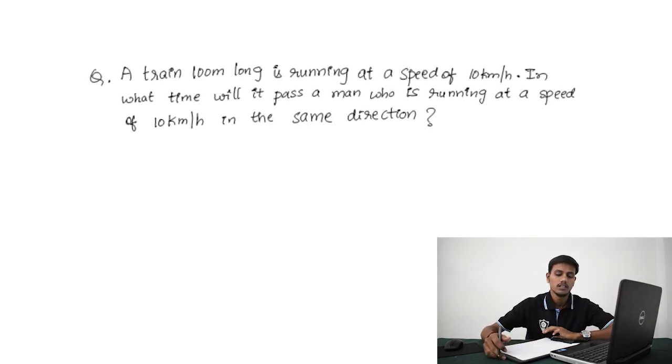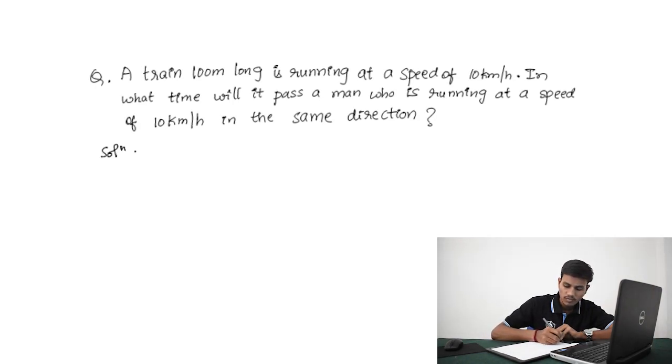Let's solve some problems. A train 100 meter long is running at a speed of 70 kilometer per hour. In what time will it pass a man who is running at a speed of 10 km per hour in the same direction? Solution. It is given same direction, so we have the formula for same direction: S1 minus S2 is equal to length of the train divided by time.